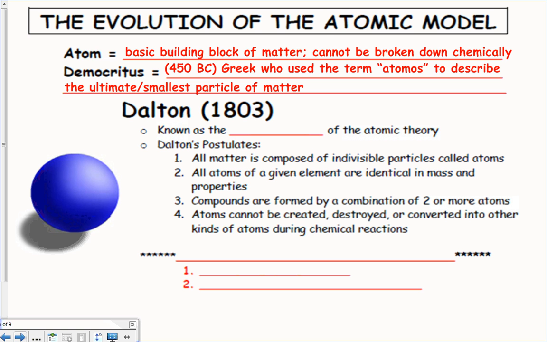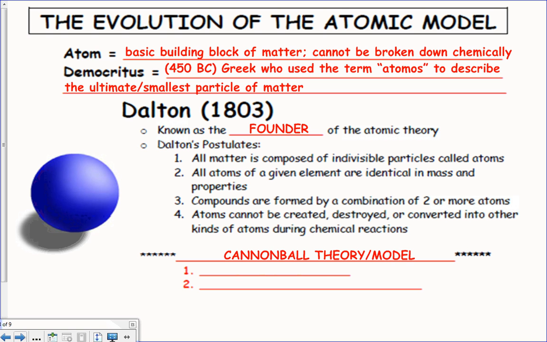All right, now we're going to jump ahead to 1803, the first known theory of the atom. Dalton came up, considered the founder of atomic theory. He had some postulates, right? All matter is composed of individual particles. Atoms of a given element are identical. This is still true today. We still go with this. From 1803, this is still sound. Compounds are formed by a combination of two or more atoms. This guy's pretty brilliant. 1803.